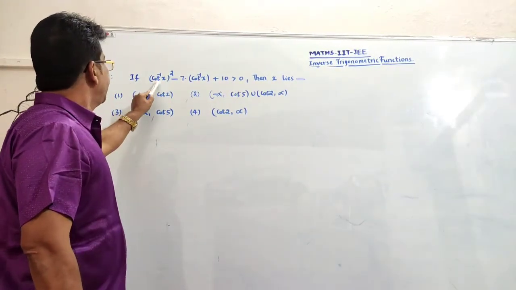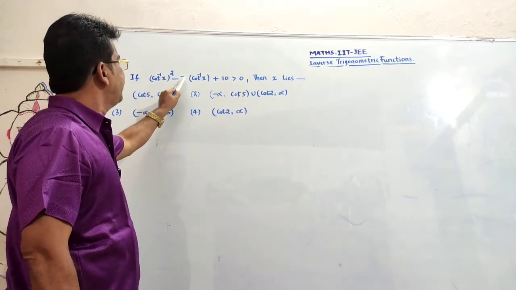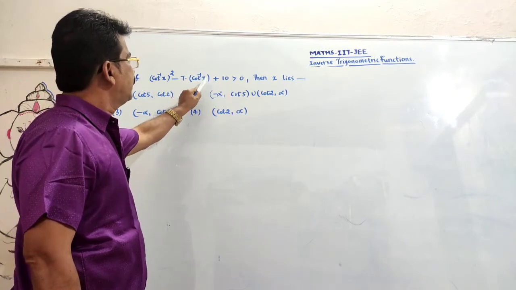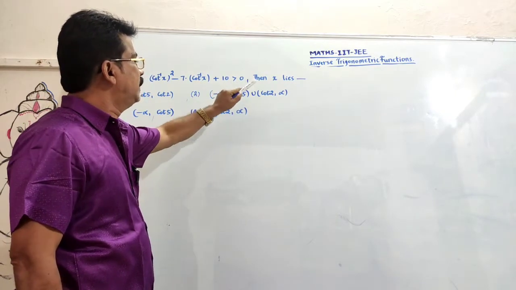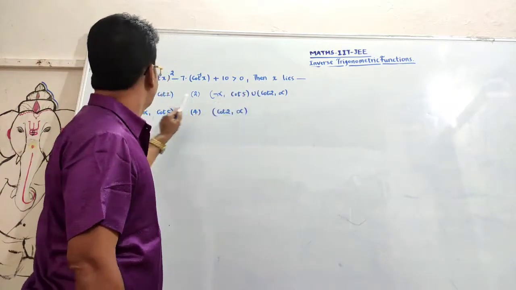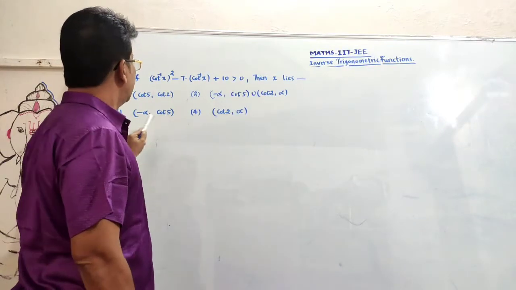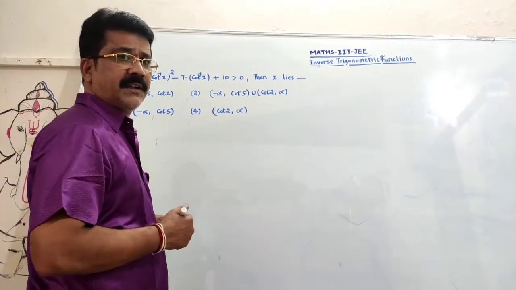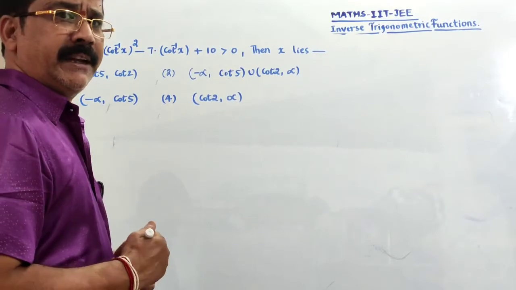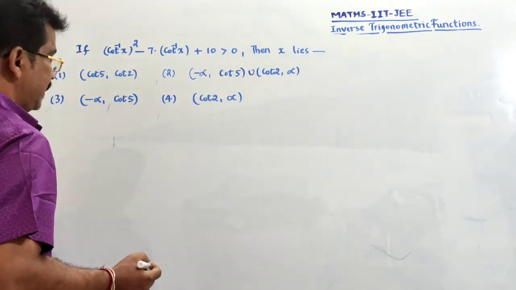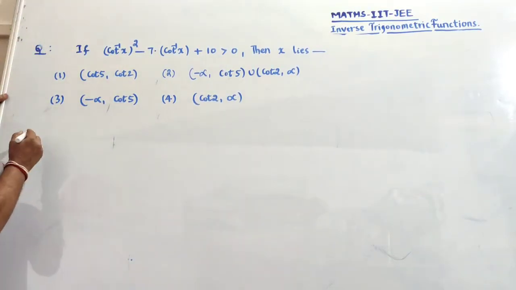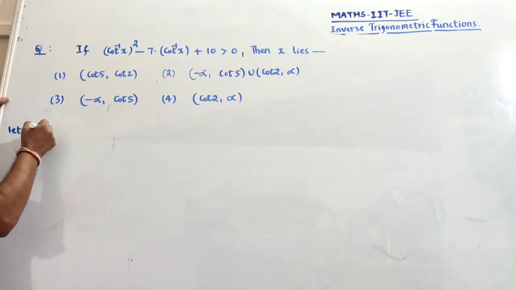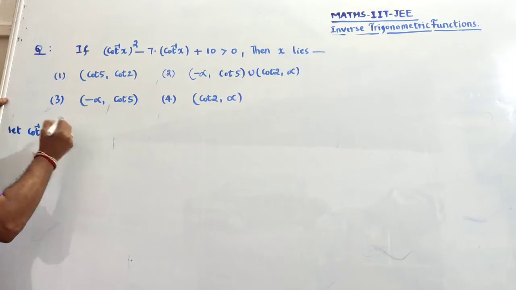If (cot inverse of x) whole squared minus 7 cot inverse of x plus 10 is greater than 0, then x lies in the interval. Four options are given. This type of question is also important for any competitive examination. First, let cot inverse of x be equal to a.